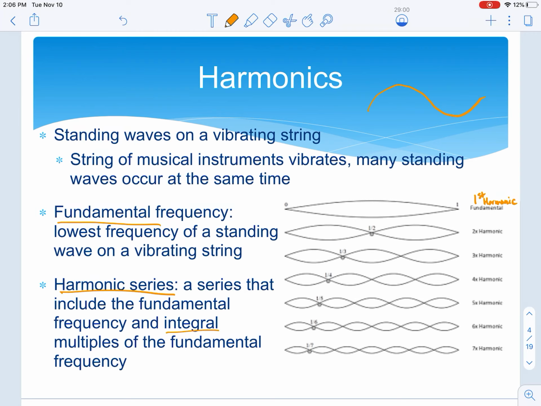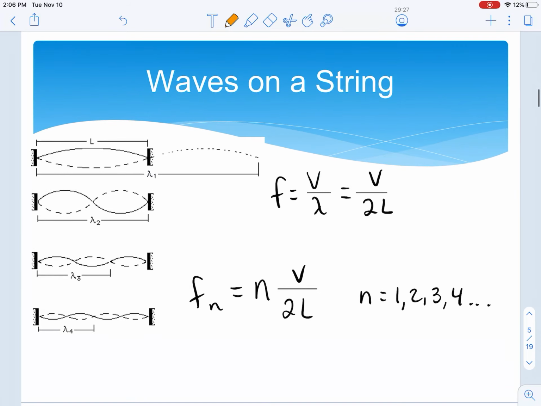So then a harmonic series is going to be a series that includes that fundamental and integral multiples of that fundamental. So whole number multiples. So again, if the first harmonic was 6 hertz, then the second would be 12, then the third would be 18, and so on. That is the idea of harmonics. Now, this is how we get our harmonic series in music. They're all multiples of whatever that initial frequency is, okay?